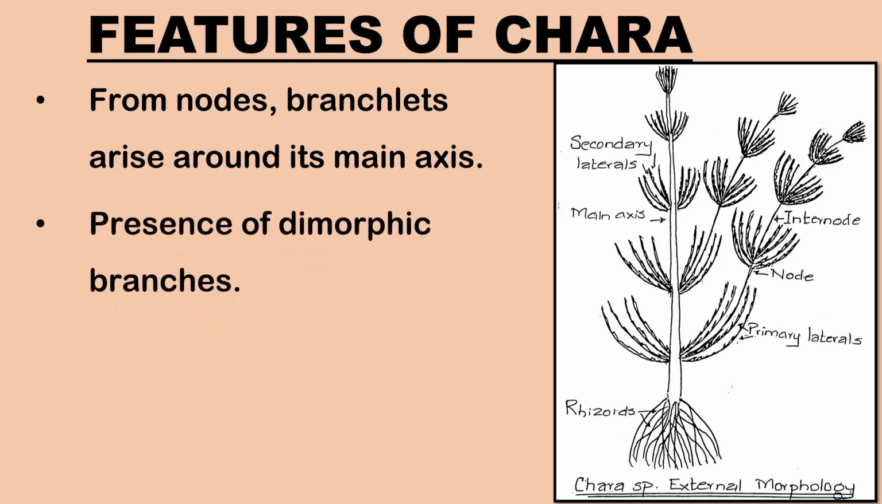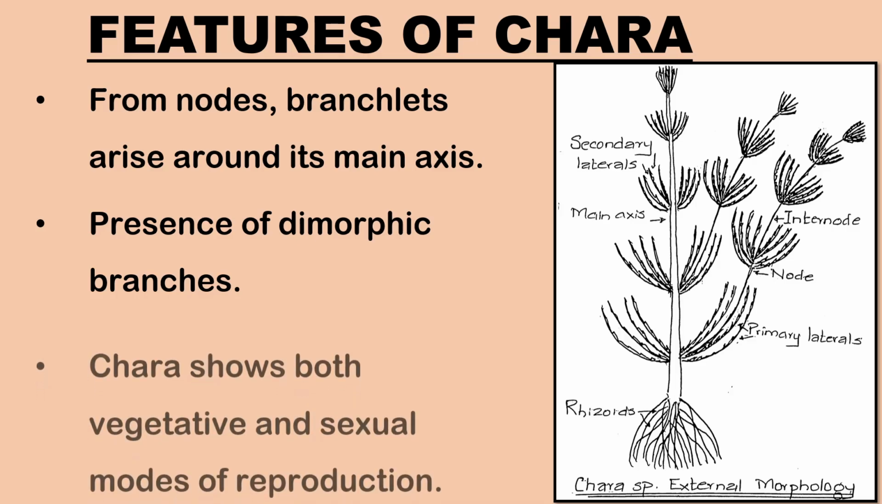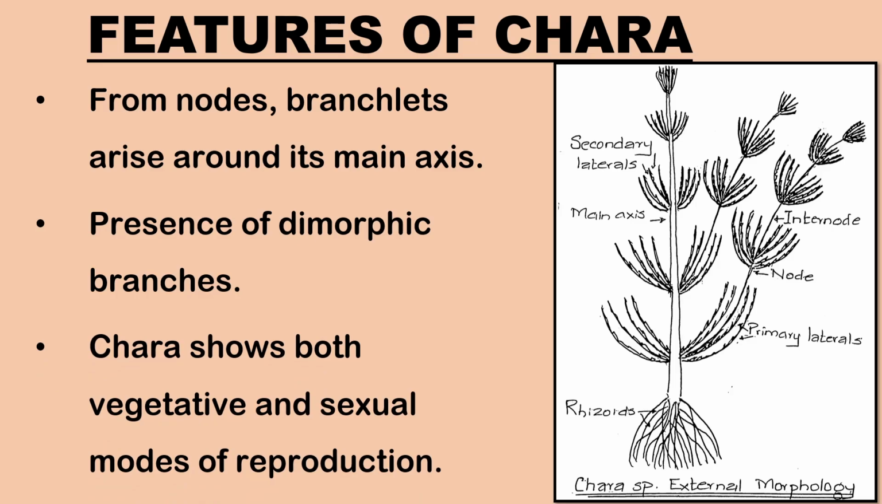The thallus shows the presence of dimorphic branches. The long branches are of unlimited growth and the short branches are of limited growth. Chara shows both vegetative and sexual modes of reproduction.